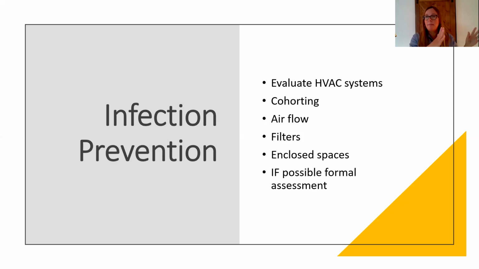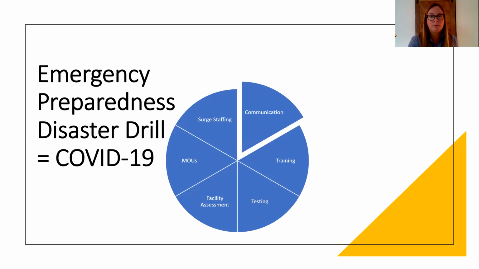So again, we talked a lot about hand hygiene and disinfecting and so forth, but here's the other big piece of infection prevention, and that really has to do with evaluating your HVAC systems and the airflow and looking at the enclosed spaces. So I just put this on here as a full circle. I left communication as a piece out, and I'll tell you why in a second. But overall, here's all of your preparedness disaster drill.